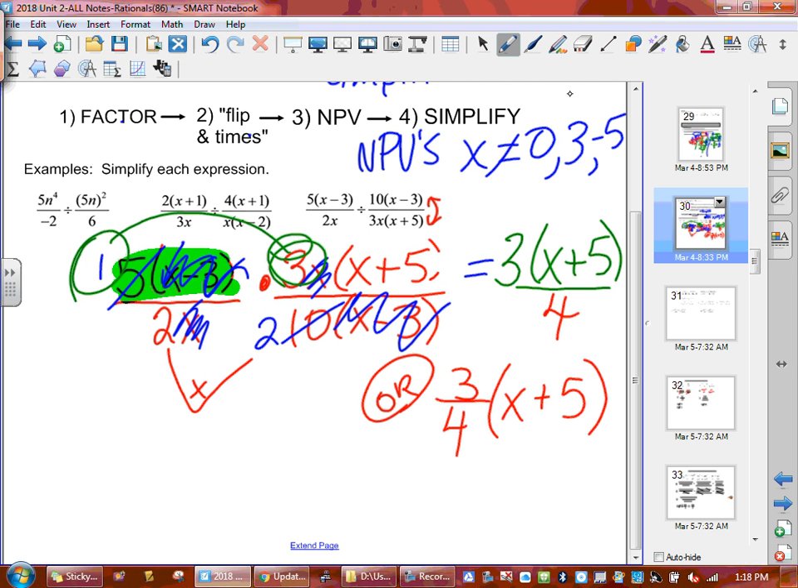All right, we got one last big example, but this one's not factored, so we have to factor the next one. We have to do all the steps on the next one. You ready?